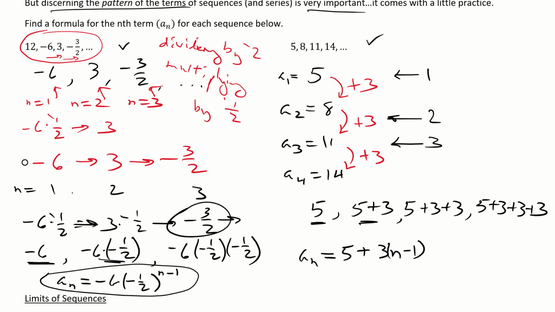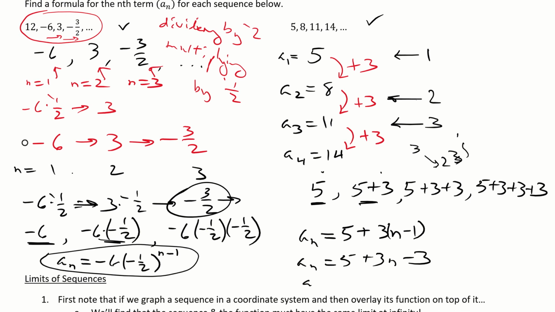That way when n is 1, you have 5. N is 2, now you're here. N is 3, n is 4. So the first term has 0 3s, the second one has 1 3, the third term has 2 3s, etc. Now if you want, and it's a good idea, clean it up. You've got 5 plus 3n minus 3. How about we tell the world a sub n is equal to 3n plus 2? When n is 1, you get 5. It's working.